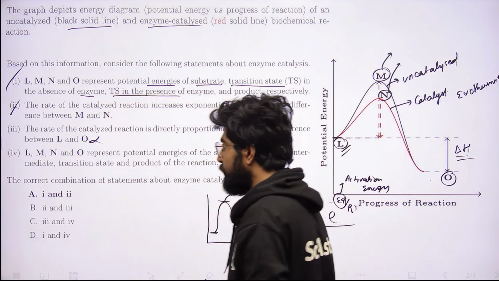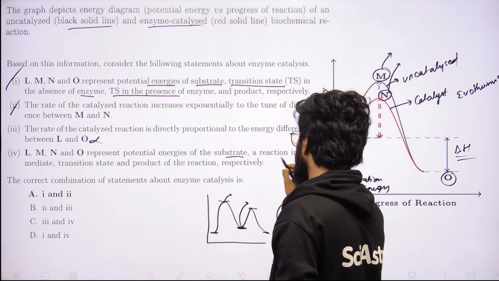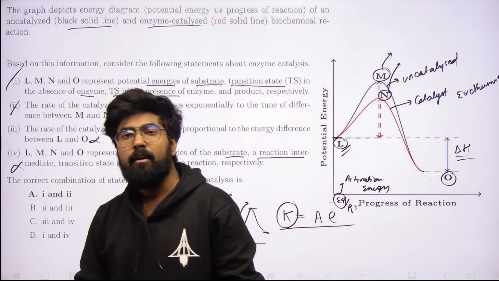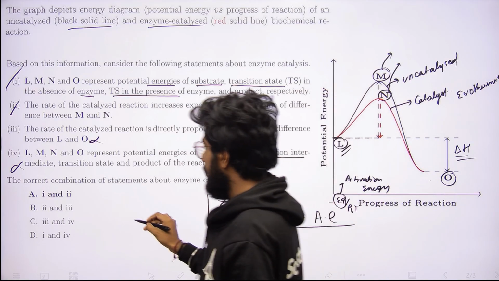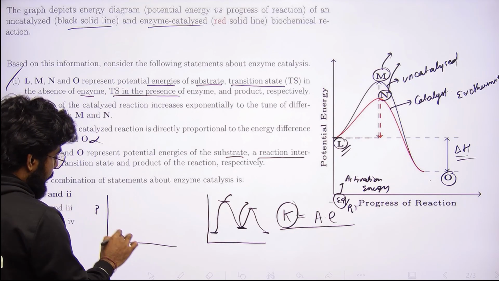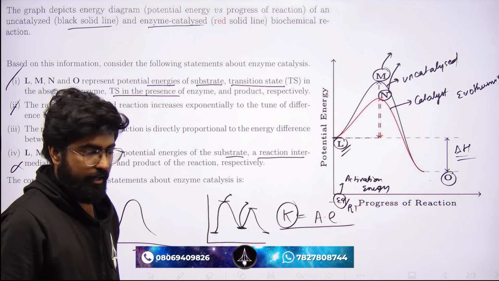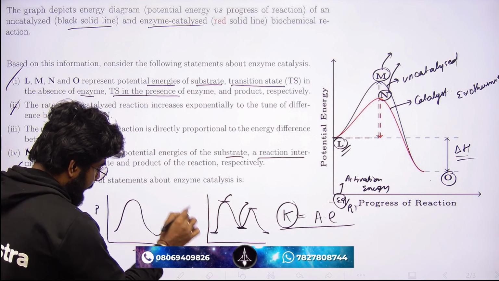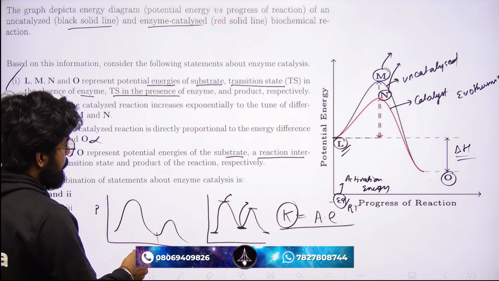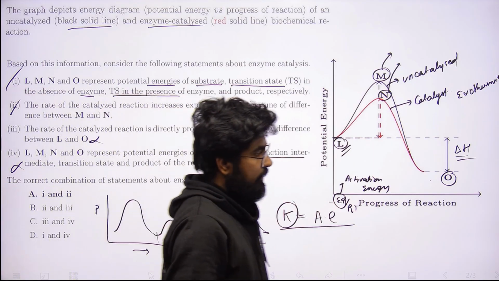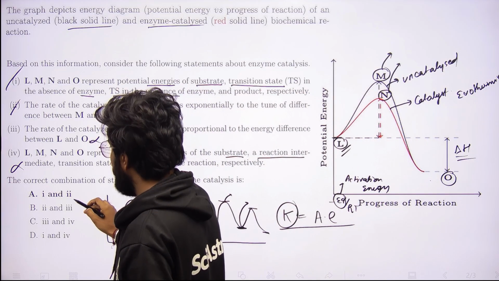Now the fourth one, the last one: L, M and N, O represent the potential energy of the substrate, a reaction intermediate, which is why this point is false here, because no intermediate formation is taking place in this single step process. Remember, always a bonus knowledge: whenever a potential energy diagram or reaction coordinate diagram looks just like this, it's a single step process, right? And when it looks like this, it is a double or multiple step process, and there the formation of an intermediate is possible, not here. Here only transition states are possible. So the correct statements among these four are only the first and second.